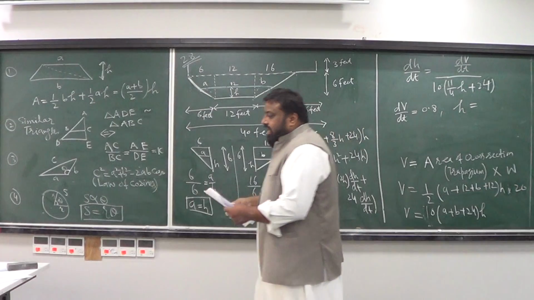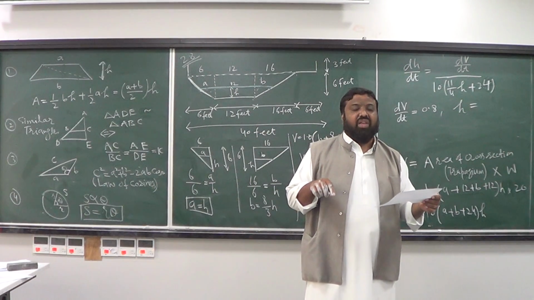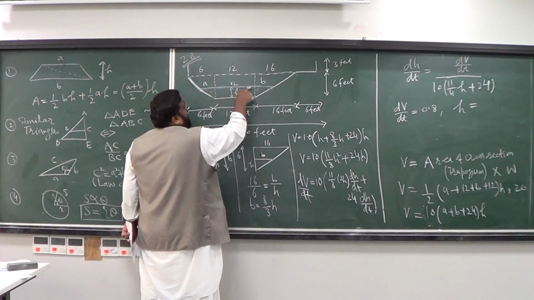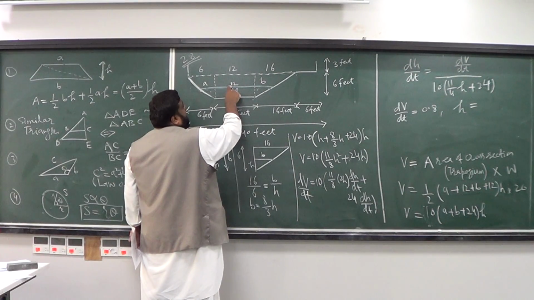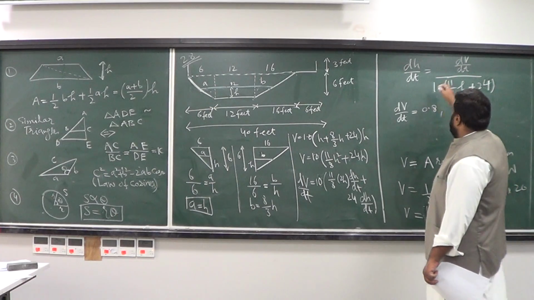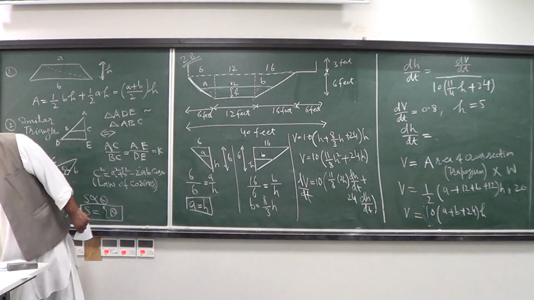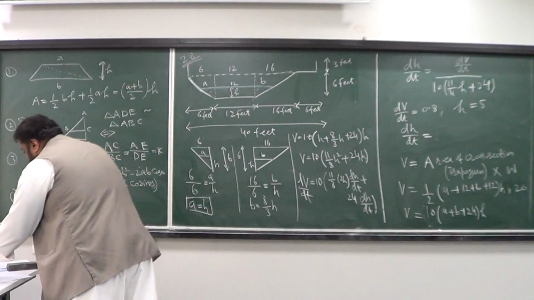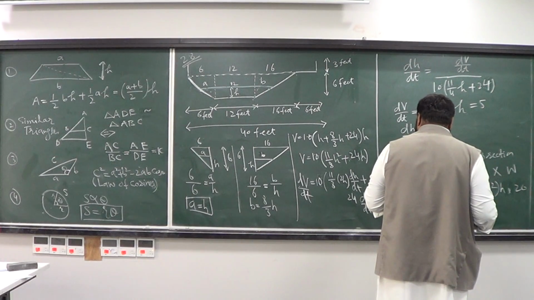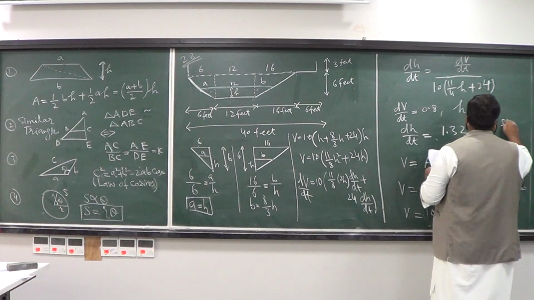And H in the beginning: if you read the problem, it says how fast the water level is rising when it is 5 feet at the deepest point. In other words, at the moment when you started your observation, it is known that it is 5 feet high at the deepest point. So H in the beginning is really 5. Now if I substitute all these values, you're going to get dH by dt equal to 1.32 into 10 raised to the power minus 3 feet per minute actually.